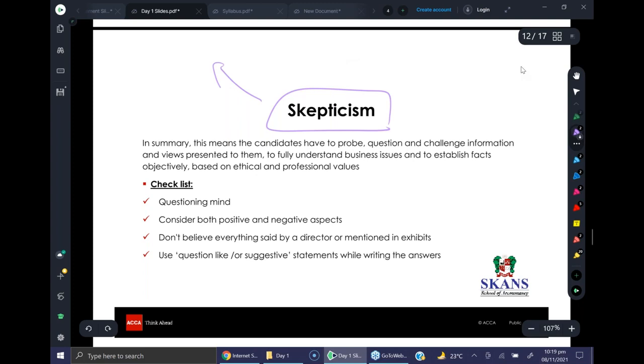It means that you have to probe, question, and challenge information and views presented to you to fully understand business issues, and to establish facts objectively based on ethical and professional values.